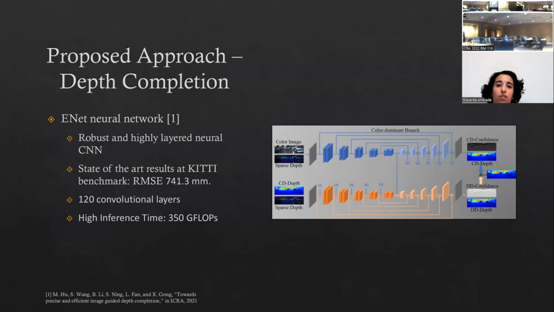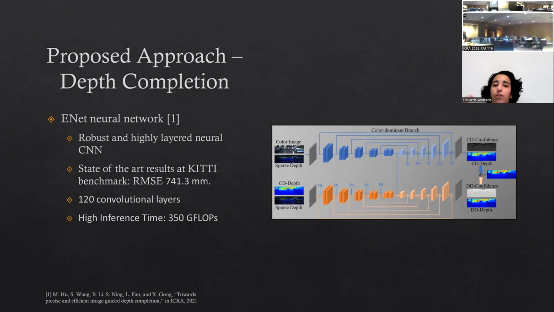So the first neural network we used in this paper is called ENet, and it was developed by Hu and published last year at ICRA. It is a very robust and highly layered neural network, and it achieved state-of-the-art results on the KITTI benchmark last year with a root mean square error of 741.3 millimeters.